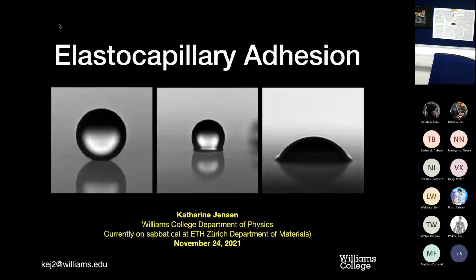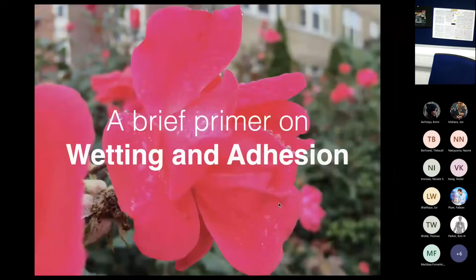So here we go. Before I get into telling you about what these beautiful little blobs are here on my screen, I want to start with a brief primer on wetting and adhesion. I picked this particular background picture because for me it's a beautiful example of wetting in action. This was a picture that I took across the street from my apartment a couple of years ago, and I just really love these beautiful water droplets that are wetting this rose.